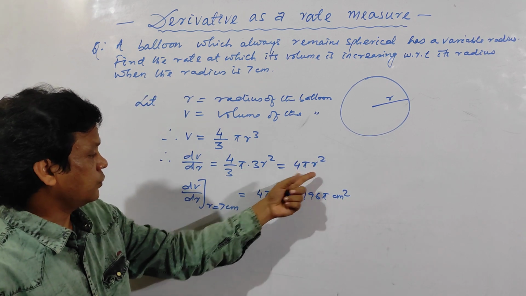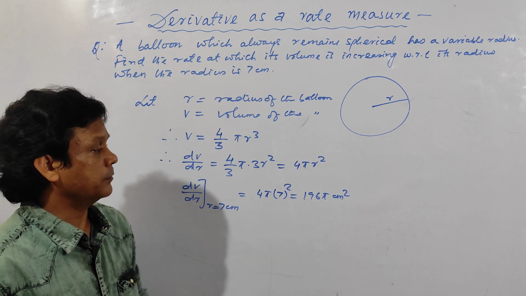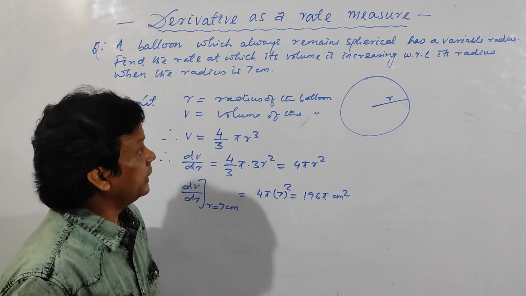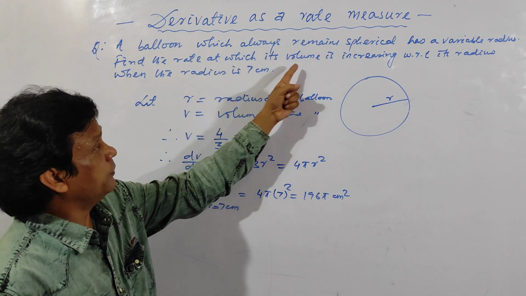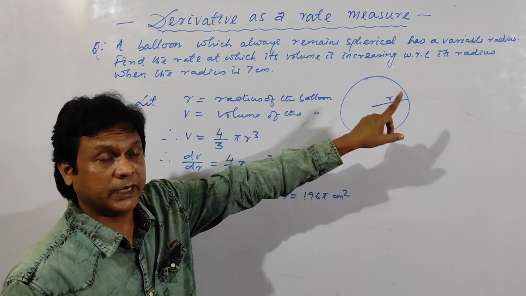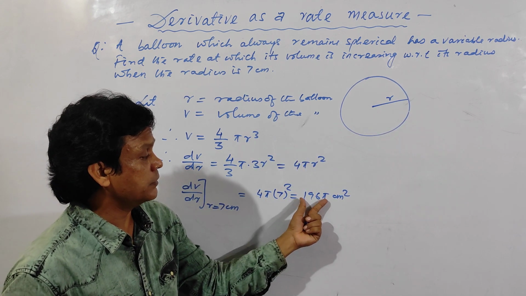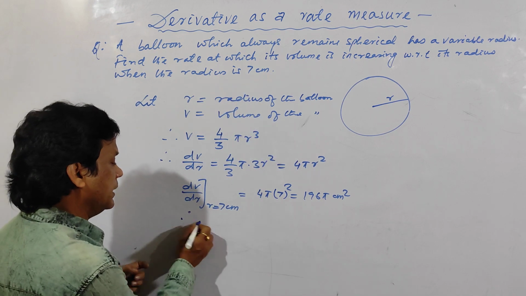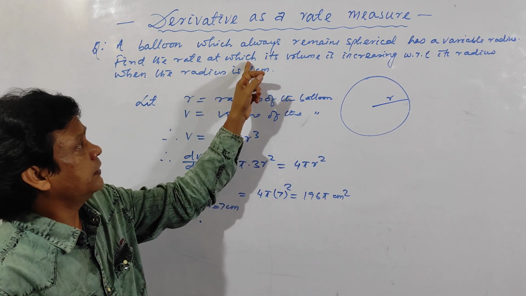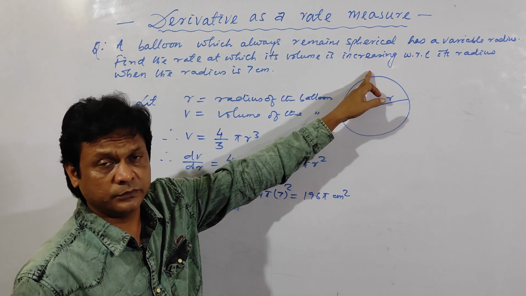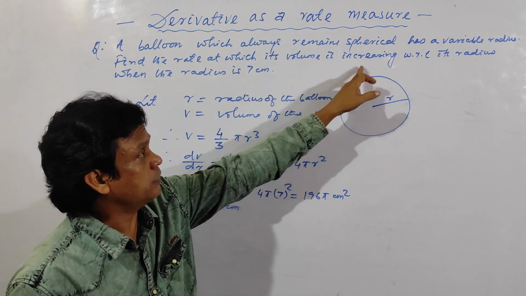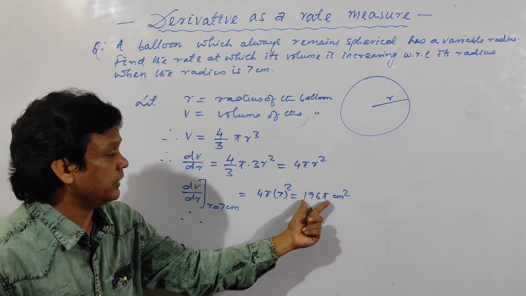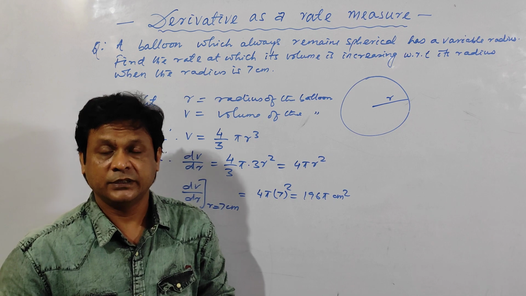Clear? r square, so 7 centimeter square. You should write the unit. Clear? So finally you should write the rate of increase of volume with respect to radius is 196 pi centimeter square when the radius is 7 centimeter. Finally you should write that sentence. Hence the rate at which the volume is increasing with respect to its radius when the radius is 7 centimeter is 196 pi centimeter square. Clear?